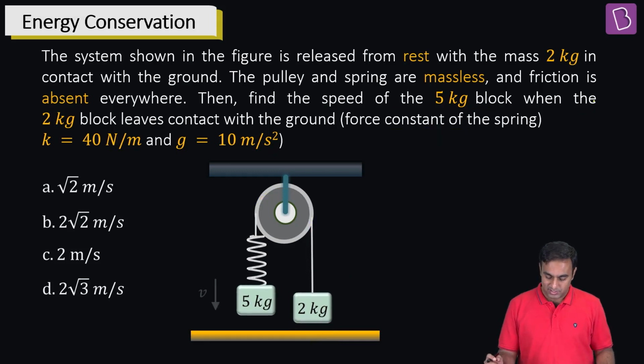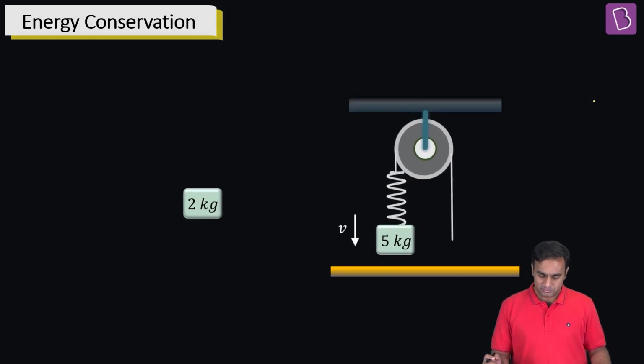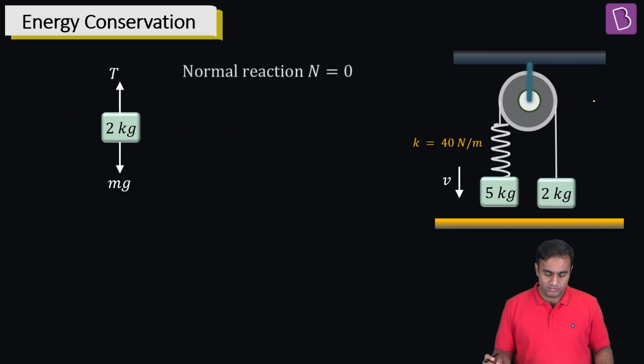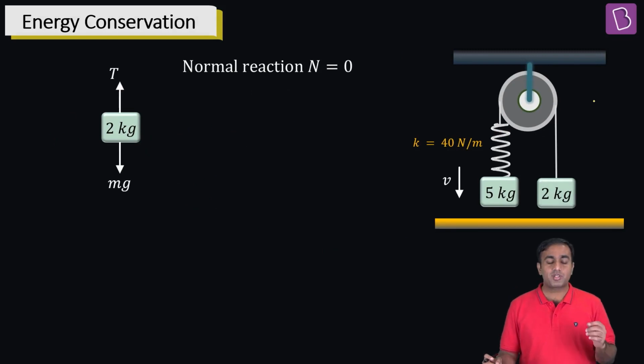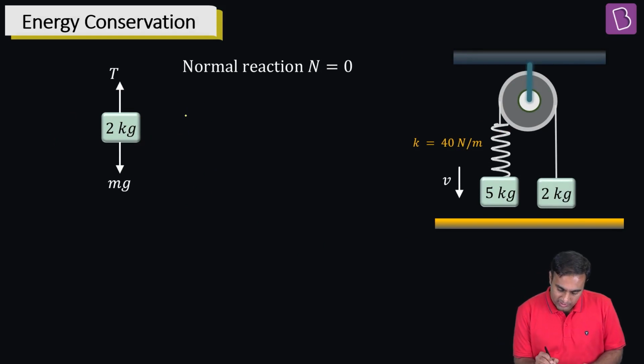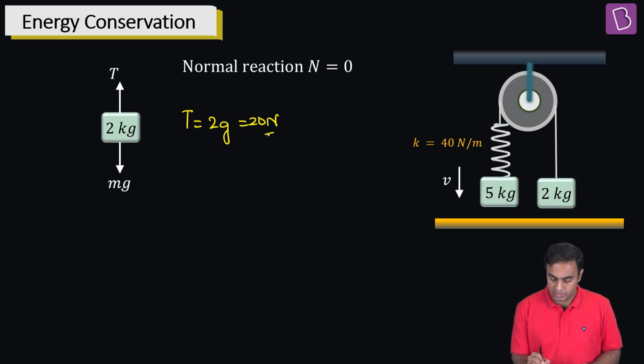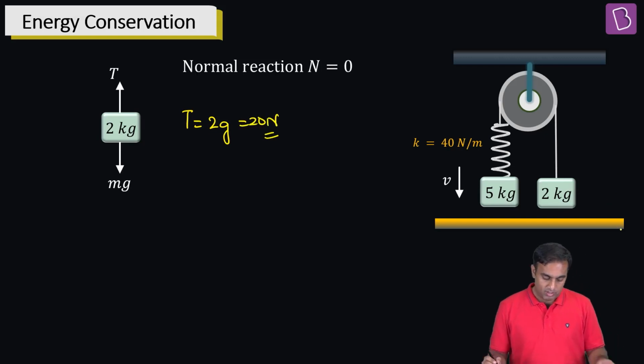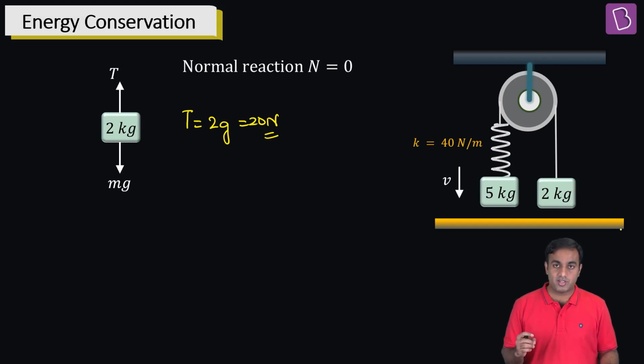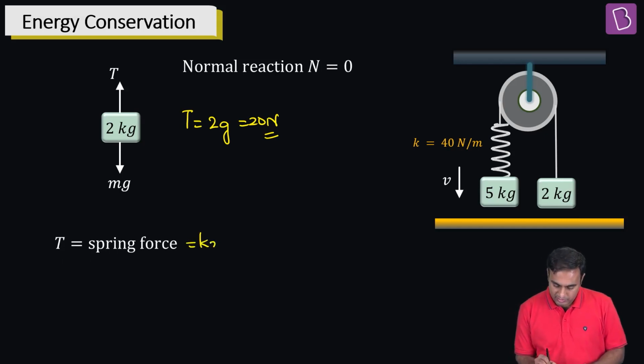Well, this is how the motion happens. Now, at that moment, when the tension becomes equal to the gravitational force on the 2 kg block in the downward direction, we can write T is equal to 2g in magnitude, which will give us 20 Newton. We also know that the tension in the string is equal to the restoring force produced in the spring, which is equal to Kx.